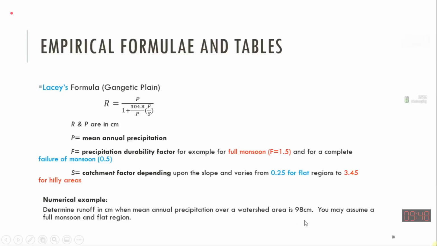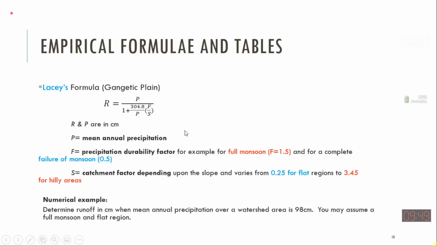Determine the runoff in centimeters when the mean annual precipitation over the watershed is 98 centimeters. Precipitation is given, and we can assume full monsoon and a flat region. When we say full monsoon, F should be taken as 1.5, and for a flat area, S is 0.25. So carry it out and determine the runoff in centimeters.